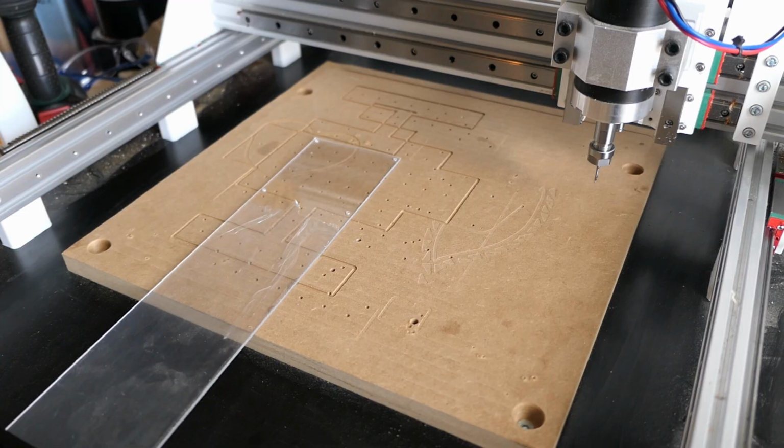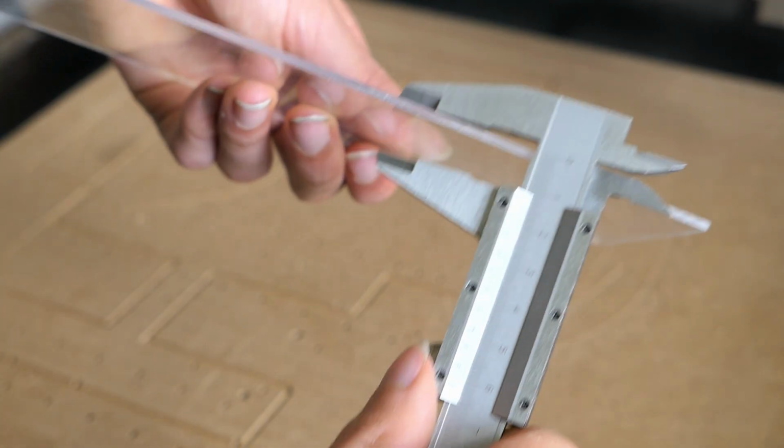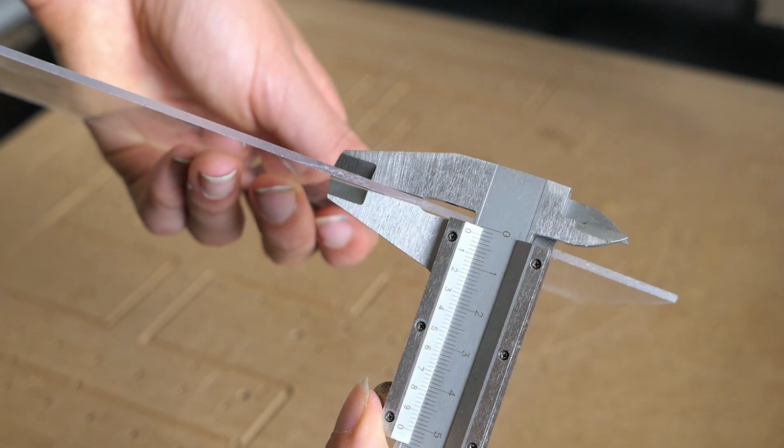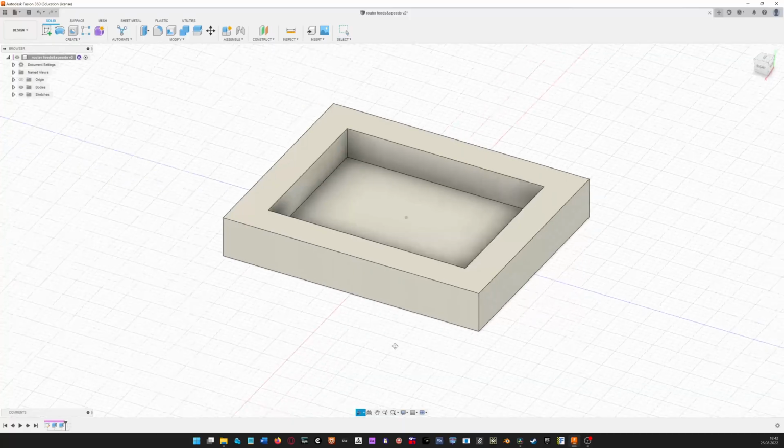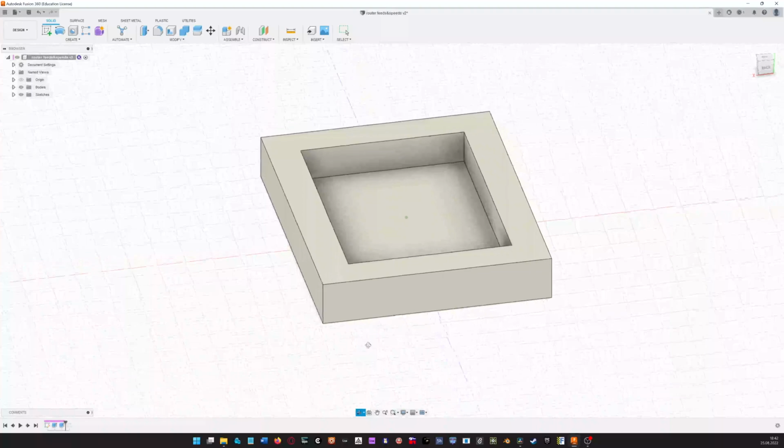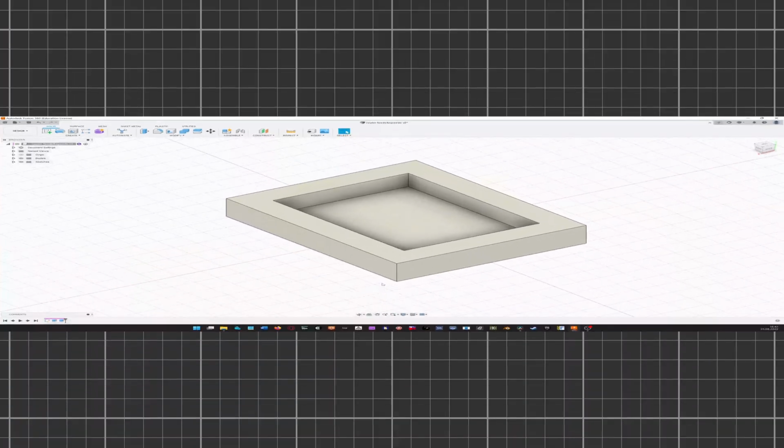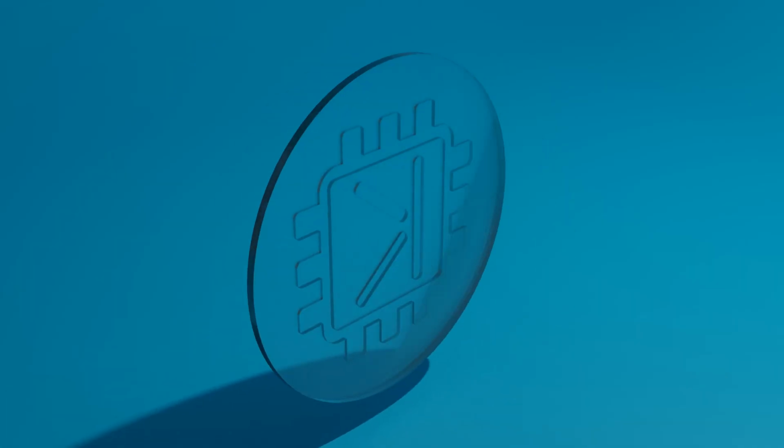Let's move on to acrylic. I didn't have any thick pieces of acrylic on hand, so I had to settle with these 2 mm thick sheets. Because it is so thin, I couldn't use the same model as before. I could have reduced the thickness, but instead I made my channel logo.